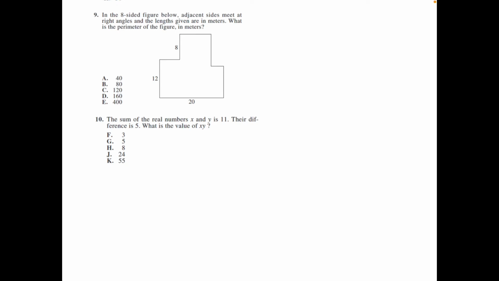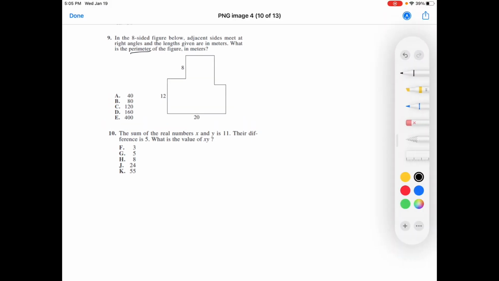Right, number 9 is going to be a perimeter question. Perimeter is just distance around an object. And so instead of trying to figure out all the missing pieces to this, I know that this is 20 across, and the straight up and down distance is going to be 12 plus the 8, which is also 20.